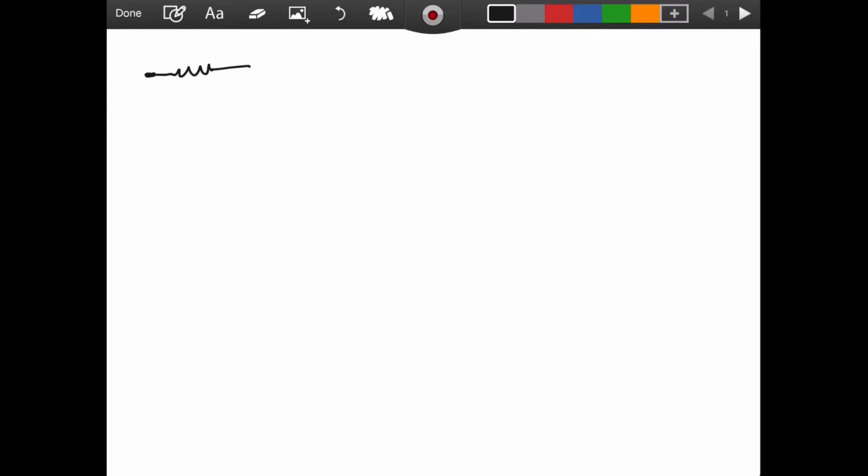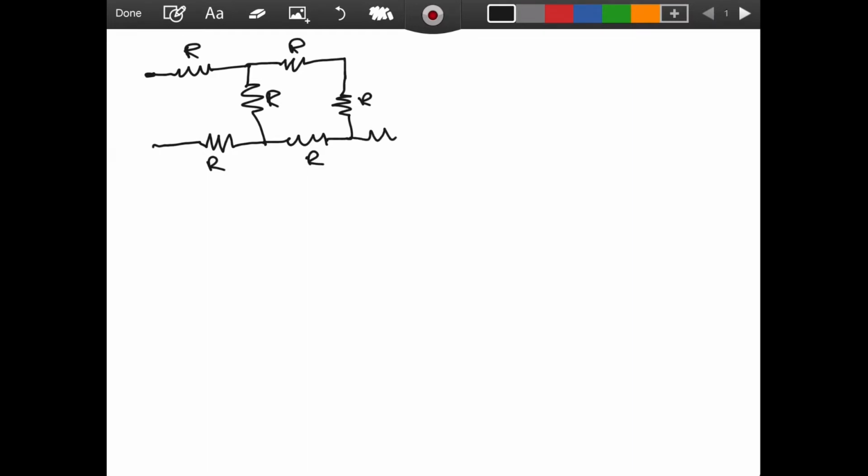So we have a resistor here. It has a resistance value of R. Another resistor like this, and they are all the same resistor, all with a resistance value of R. Like so. And as I said, we will determine the equivalent resistance of infinitely many resistors. So this system goes forever with the same pattern.